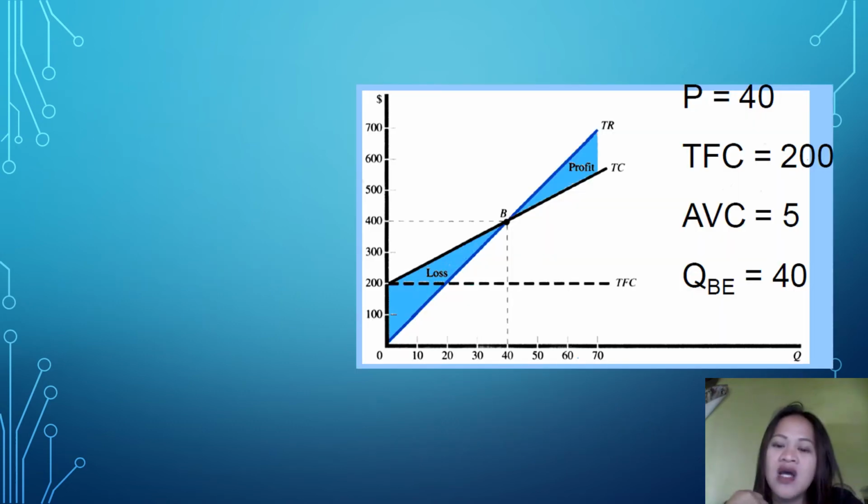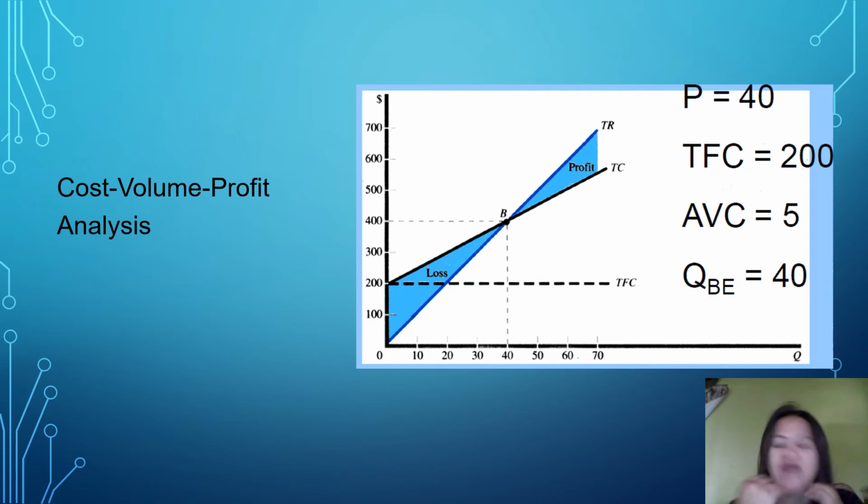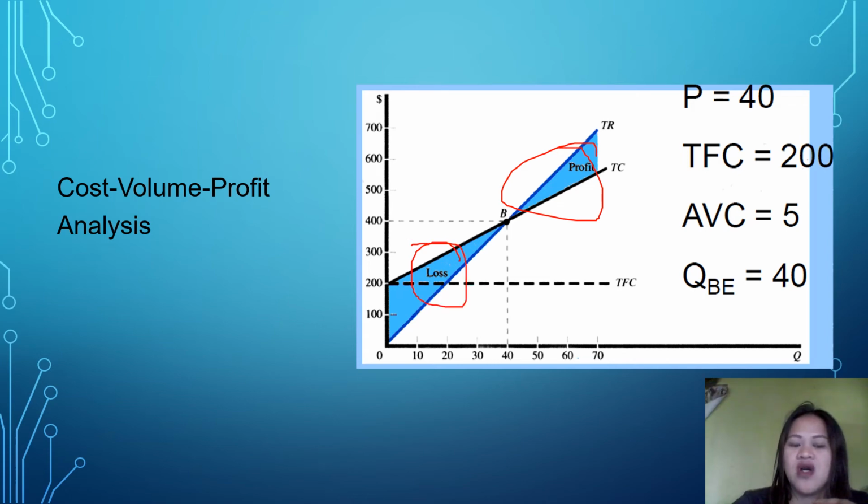Now let's see the cost volume profit analysis in a certain business. This is the very goal of every entrepreneur who is going to put up their own business: to come up with the cost volume profit analysis, because it will help them decide if they are actually earning a profit or if they are actually earning a loss. Once they have this kind of analysis, they will always make a good decision itself.